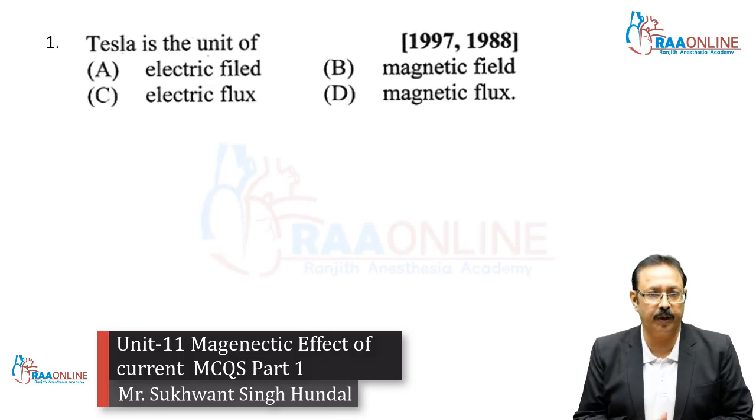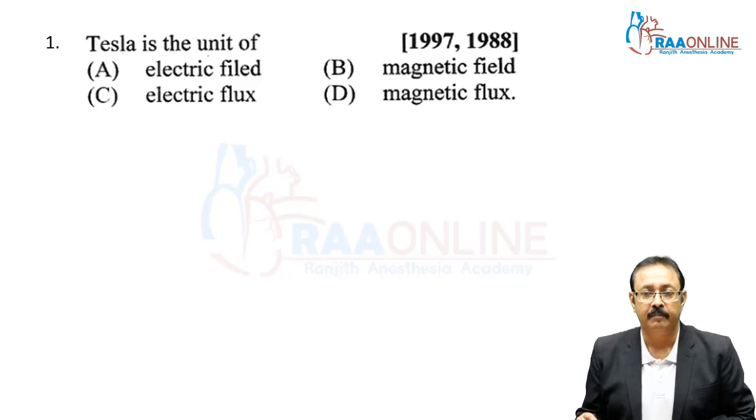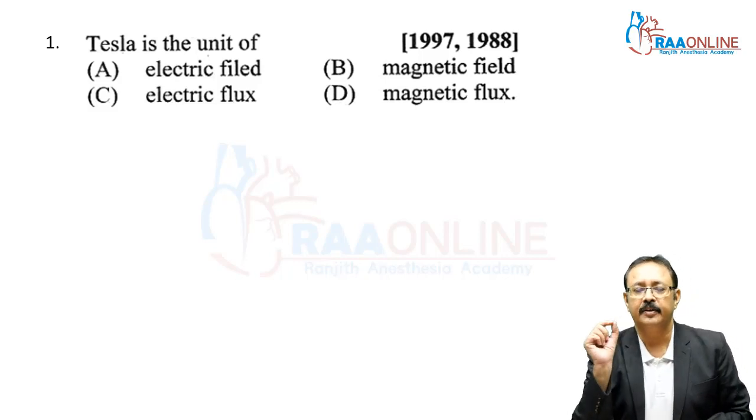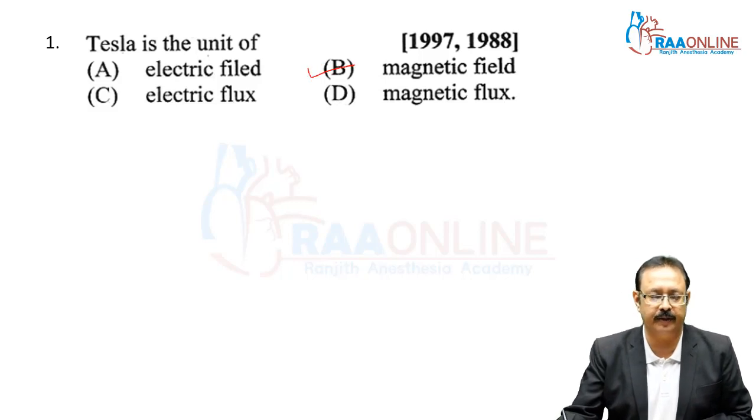So students, now we are going to start our 45 problem assignment for magnetic effect of current. First problem is very simple, but two times they asked in AIPMT 1988 and 1997. You know that unit of magnetic flux is Weber. Weber per meter square is the unit of magnetic field, and Weber per meter square is known as Tesla. So we will go with B option.